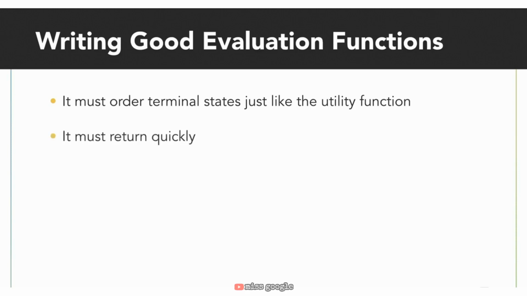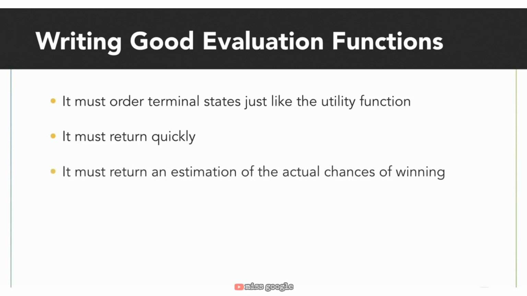Second, a good evaluation function must return quickly. Remember that the whole point here is to speed up the process. It wouldn't make sense to take a very long time at the evaluation function. In fact, the ultimate evaluation function is the Minimax algorithm. So it is possible to implement an evaluation function with Minimax, but that's exactly what we are trying to avoid. And finally, a good evaluation function must return an estimation of the actual chances of winning.